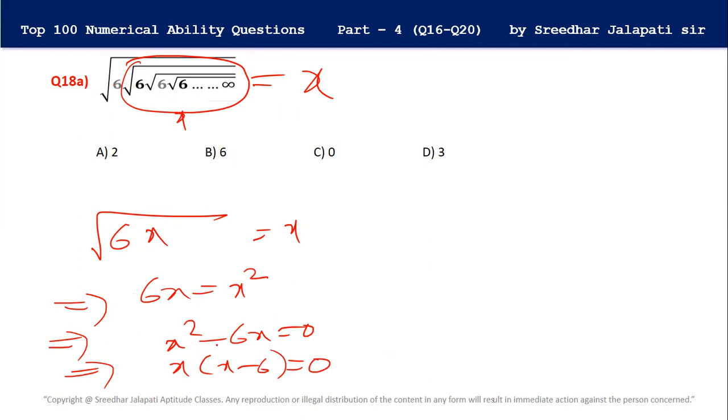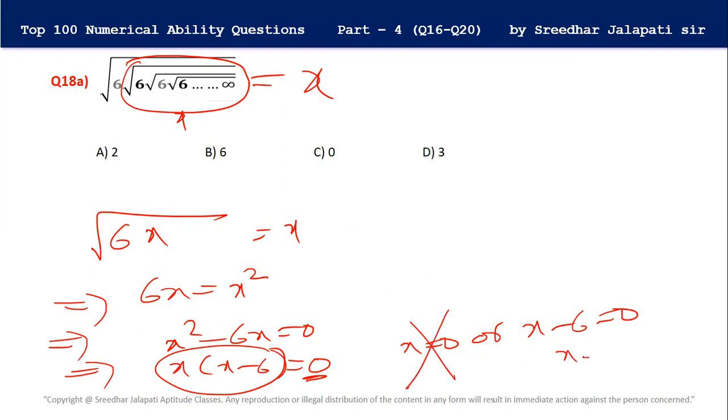So when the product of two numbers is 0, it can be either x is equal to 0 or x minus 6 is equal to 0, or both equal to 0. But since it is an expression with some value, its value cannot be 0. Therefore, if x minus 6 is equal to 0, x is equal to 6. We get two values, 0 as well as 6. But since its value cannot be 0, therefore the answer is 6.